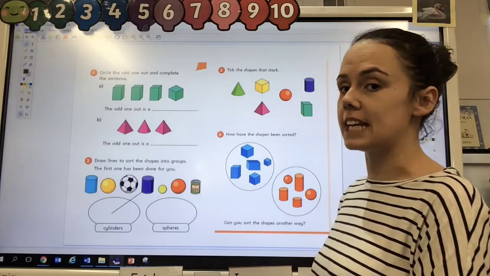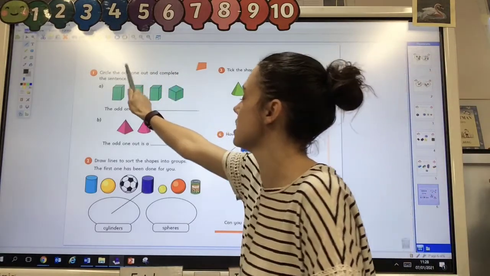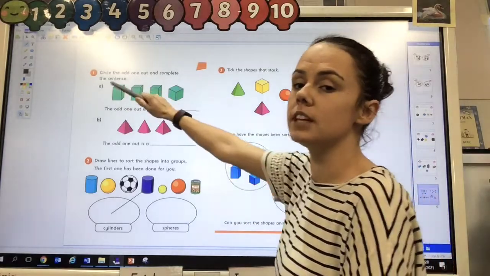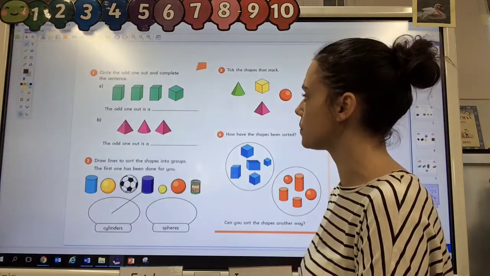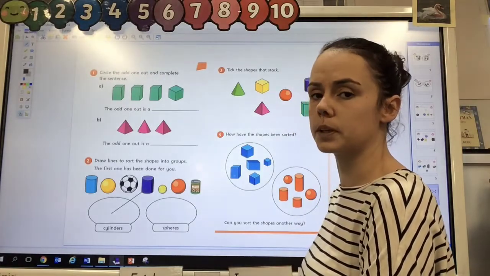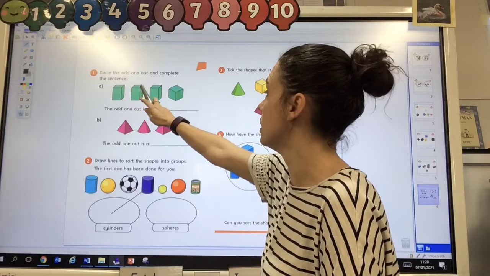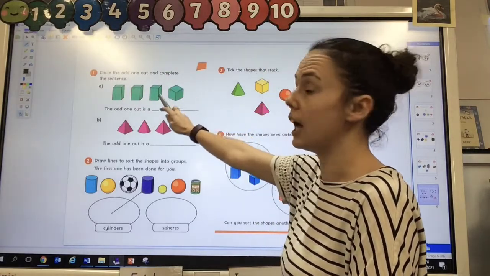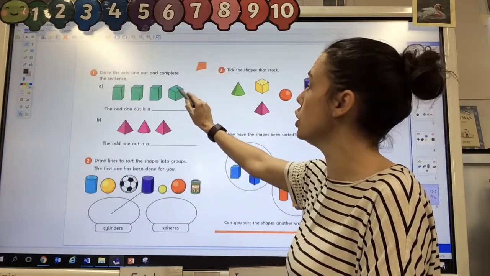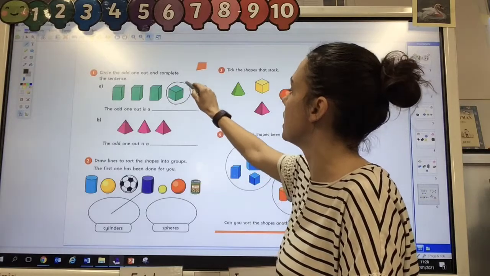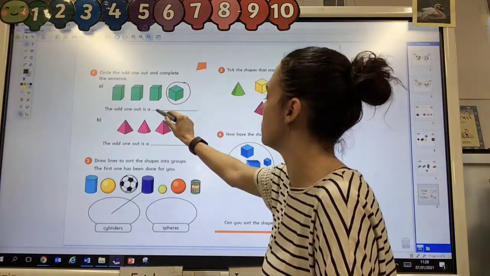Okay, let's have a look at today's worksheet. Our first one says circle the odd one out and complete the sentence. Now, which one of these is the odd one out? They're all green, so they're all the same colour. But are they all the same shape? Let's have a look. So this is a cuboid. Well done. This one is a cuboid. And this one is a cuboid. Is this one a cuboid? No, well done. It's a cube. So we're going to circle this one. And then the odd one out is a cube. And we can write cube here.